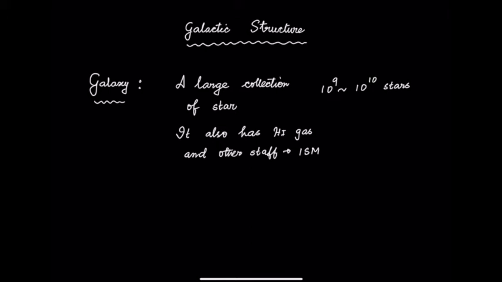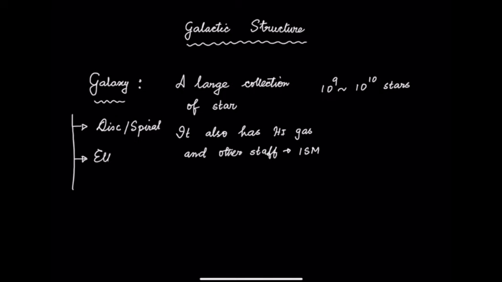But then it turns out that depending on the shape or the morphology of the galaxy, you can divide galaxies into mostly three parts. One is disk or spiral galaxies, then elliptical galaxies, and then you have lenticular or irregular galaxies. Disk or spiral galaxies, we'll see a picture shortly, and we'll discuss mostly a disk or spiral galaxy.